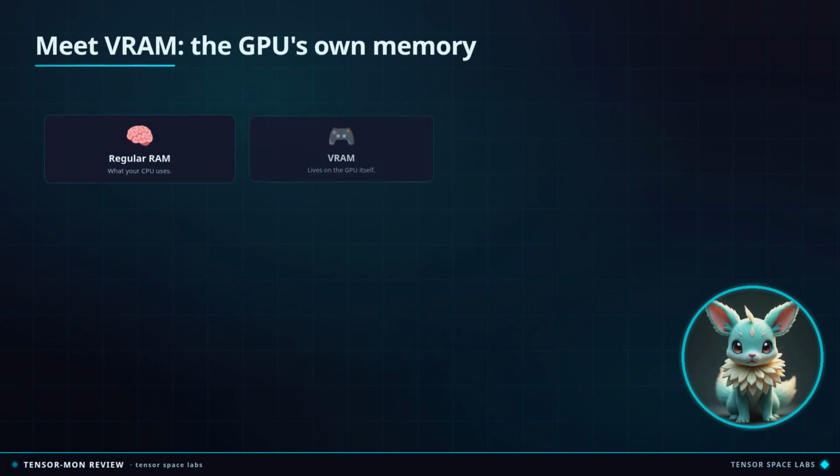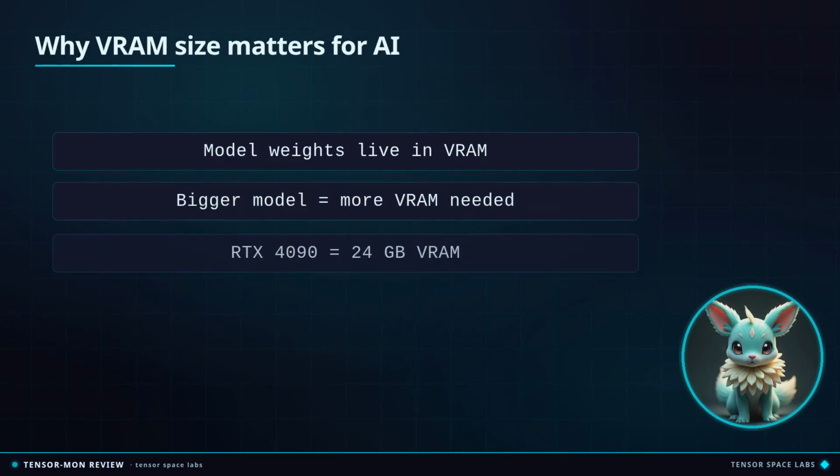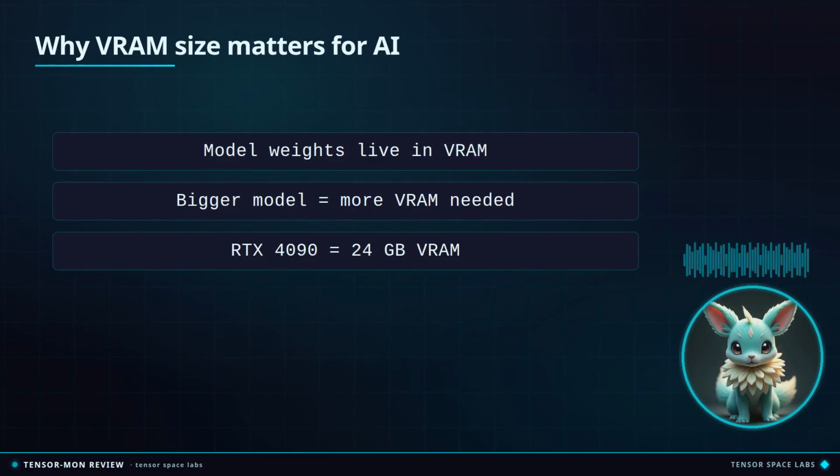The GPU has its own private memory called VRAM, video RAM. It sits right on the graphics card, inches from those thousands of cores. That is on purpose. The closer memory is to the cores, the faster the whole thing runs. When you run an AI model, all of its numbers, called weights, have to fit inside VRAM. If the model is small, you have room to spare. If the model is bigger than your VRAM, the GPU cannot hold it. A 4090 has 24 gigabytes to work with.